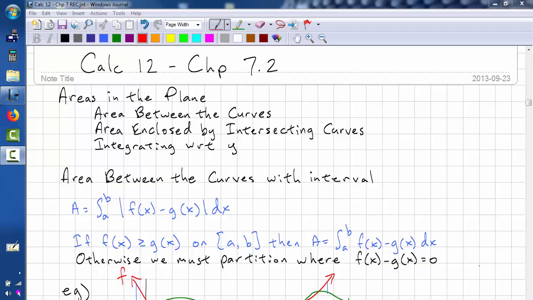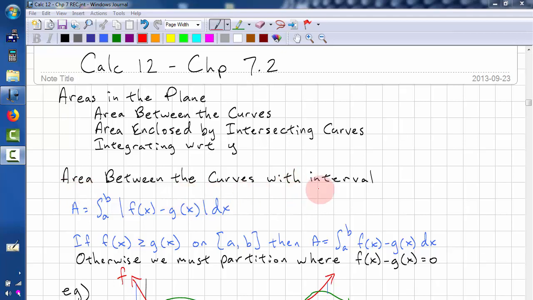This is Calculus 12, Chapter 7.2. We're going to be looking at areas in the plane, and this is areas between curves, areas enclosed by intersecting curves, and integrating with respect to y. This is important to understand before moving on to Chapter 7.3, because we need all these tools when we're looking at volumes of revolution.